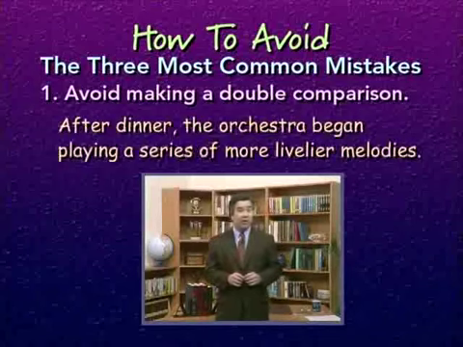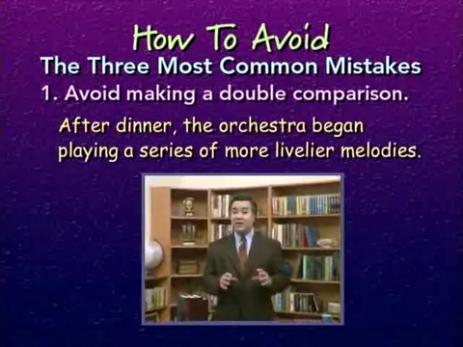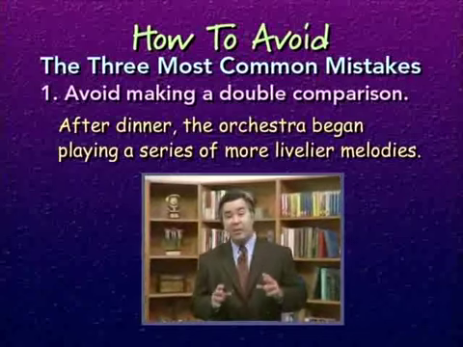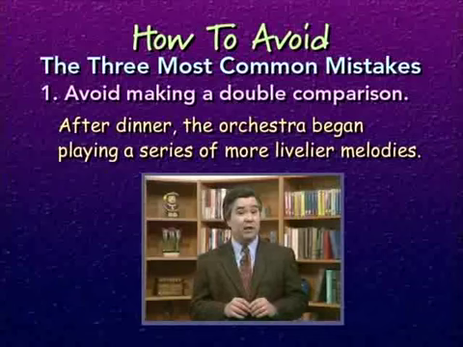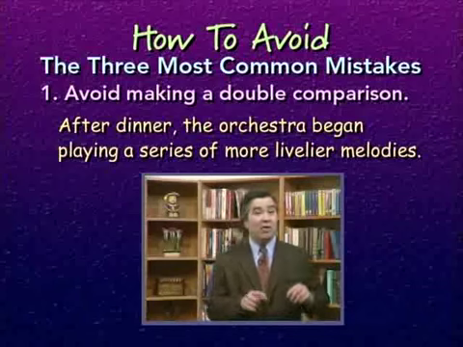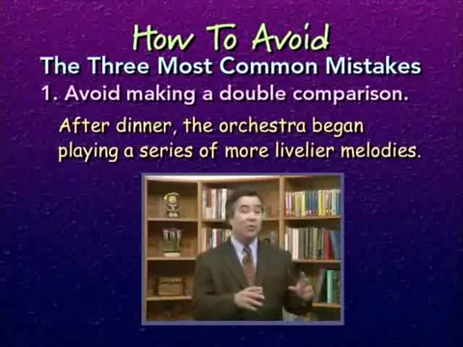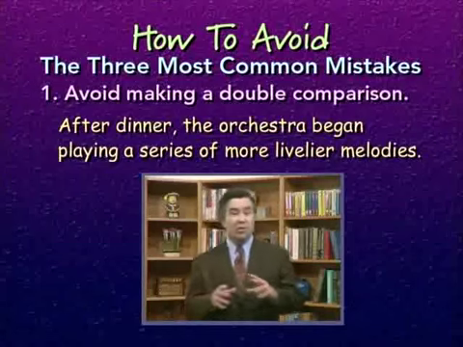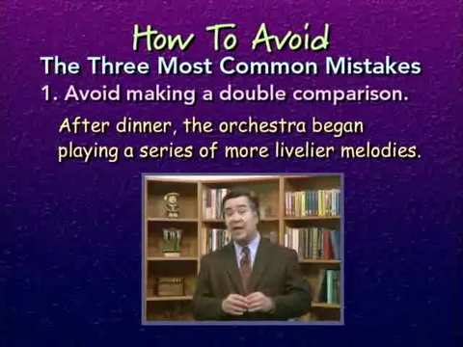After dinner, the orchestra began playing a series of more livelier melodies. Maybe you can hear that something has gone a little wrong with the comparison here. What exactly went wrong? Well, remember that there are 2 different ways of forming the comparative and superlative degrees. You can either add ER or EST at the end of the word, or put more and most at the beginning of the word. And generally, you choose between these 2 methods based on the length of the word. If the word is short, you would add ER or EST. If the word is long, you would use more and most. And with 2-syllable words, you could go either way depending on how the word sounds to you.